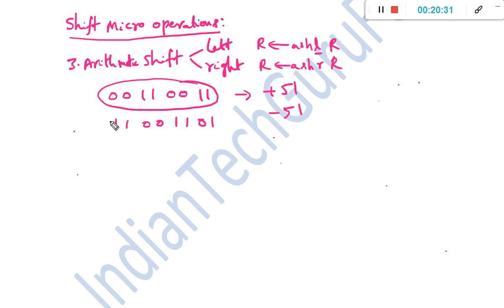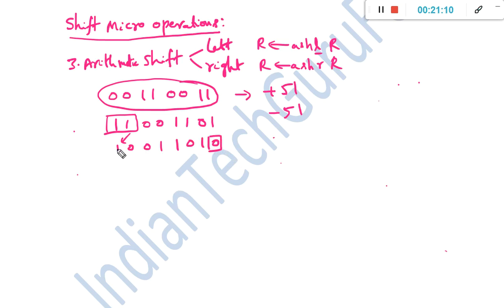Now shall I perform the arithmetic left shift operation? Yes, because Rn minus 1 and Rn minus 2 values are same. So that is why I could perform the arithmetic left shift operation. If I perform it, this one comes here, 0 0 1 1 0 0 1, and as we have discussed previously, the least significant bit will be filled with a 0. So this is the resultant value.